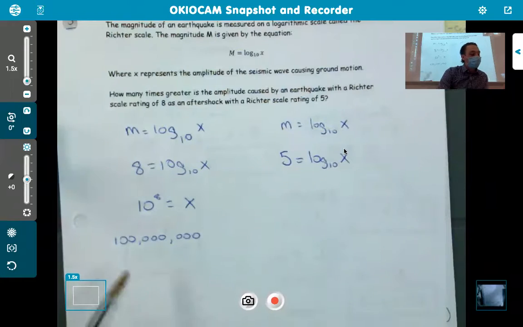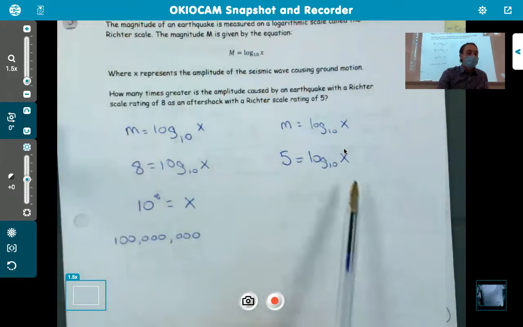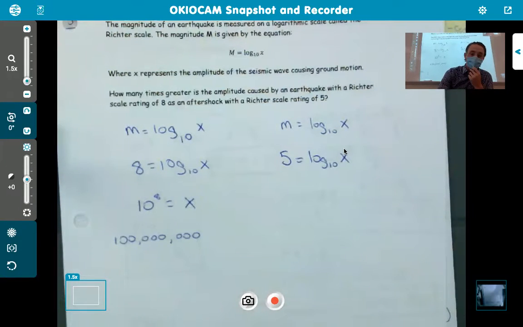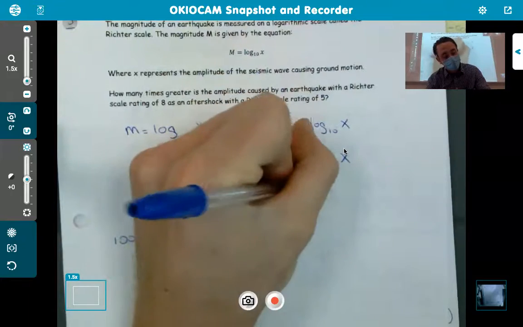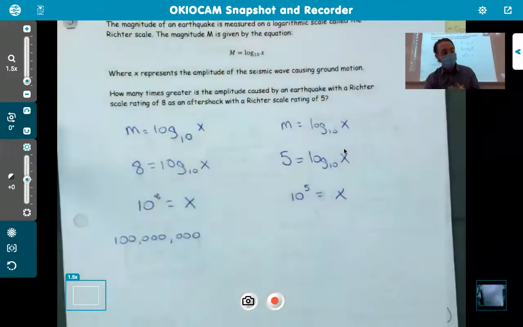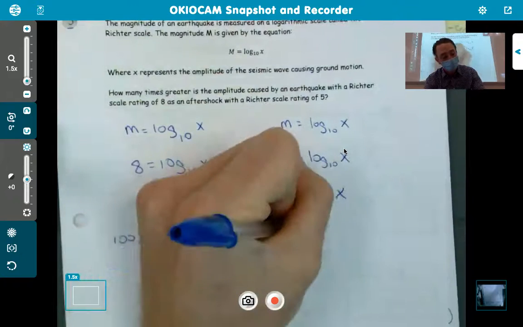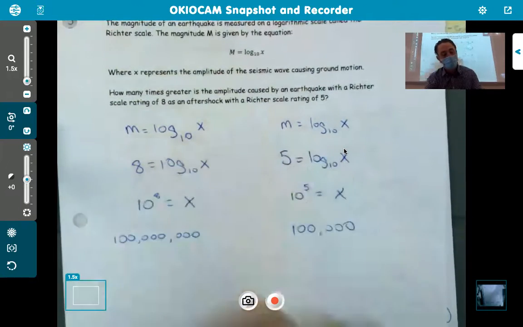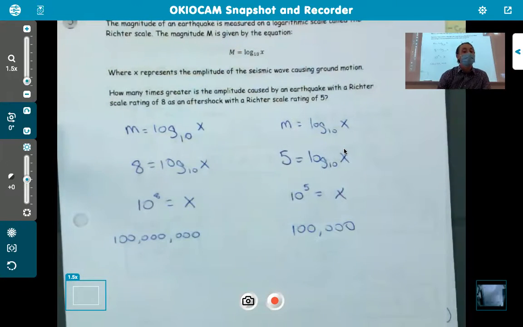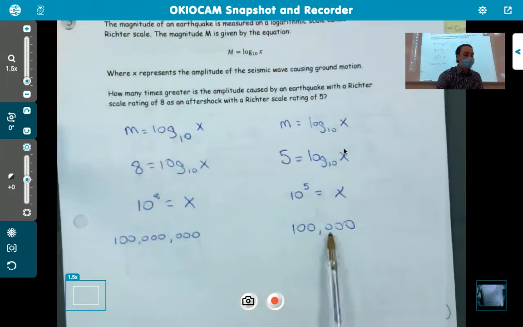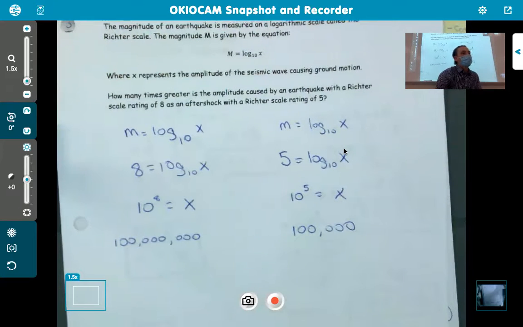So it's 100 million. Okay. What about this right-hand side here? How would I rewrite that so it's an exponential? 10 to the fifth power equals x. 10 to the fifth, same thing. So it's 1, 5 zeros that follow it. So that's 100,000. It's 10 to the fifth, or 1 with 5 zeros. See? Okay.